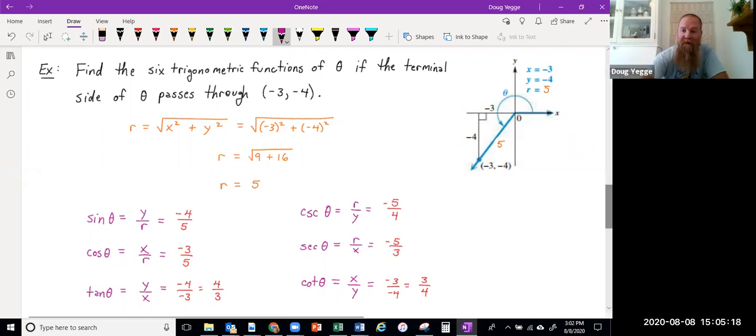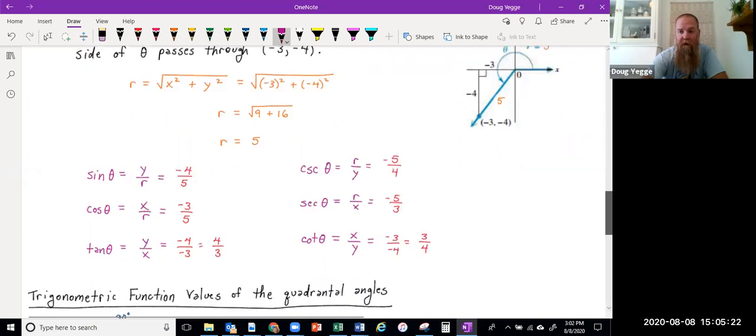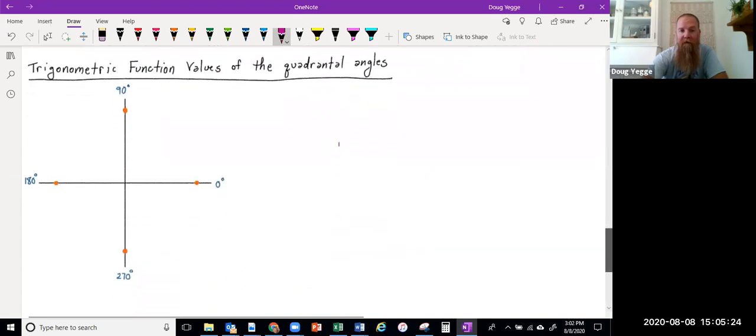So I'd like to extend this idea, knowing what the definitions of our 6 trigonometric functions are, to finding the trigonometric function values of the quadrantal angles. So we're going to take a look at each of these locations here.